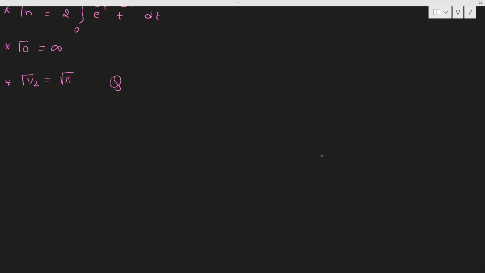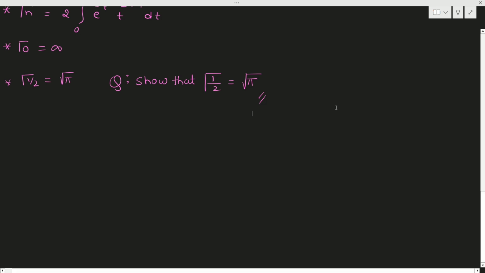Okay, the question may be asked in the format: show that gamma of 1 by 2 is equal to square root of pi. This will be asked in your exams for 6 or 7 marks. And one more property is beta of m n equal to gamma m into gamma n divided by gamma of m plus n. That represents the relationship between beta and gamma functions. So we'll discuss both the properties in the next video.